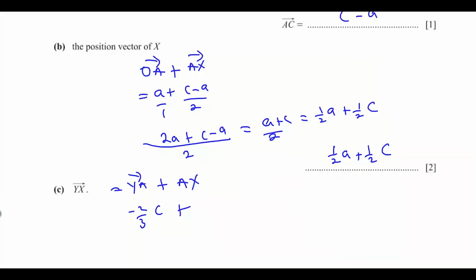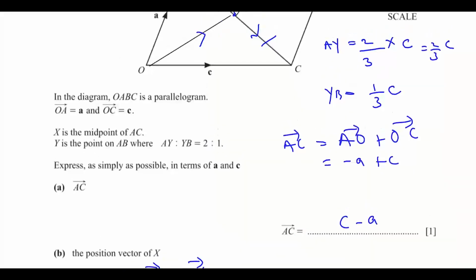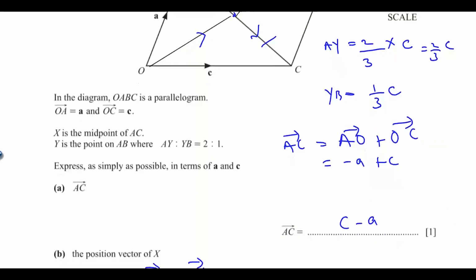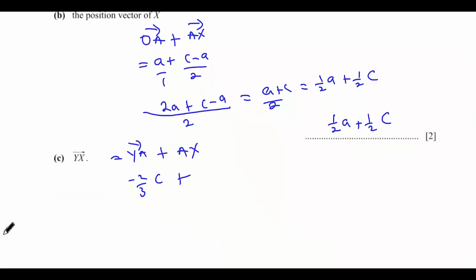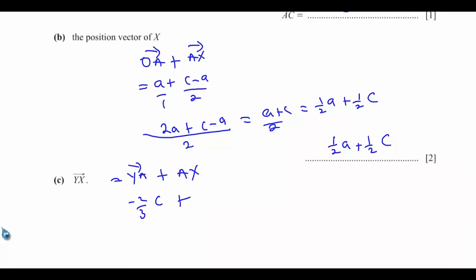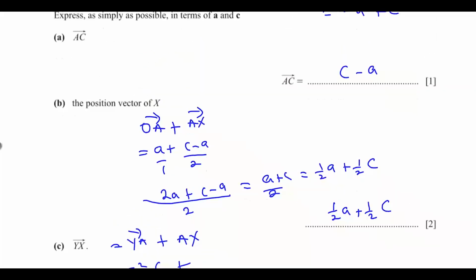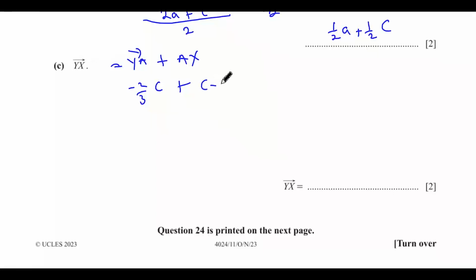Then plus, what is AX? AX is this. We found AX before. It is half of AC, that is C minus A over 2. So we can now solve this.